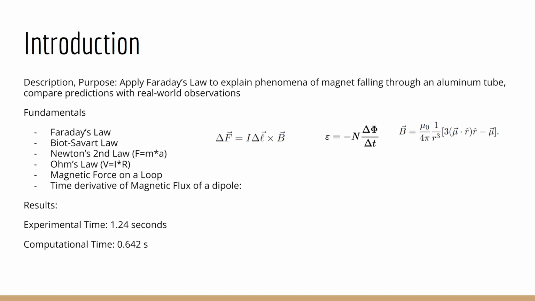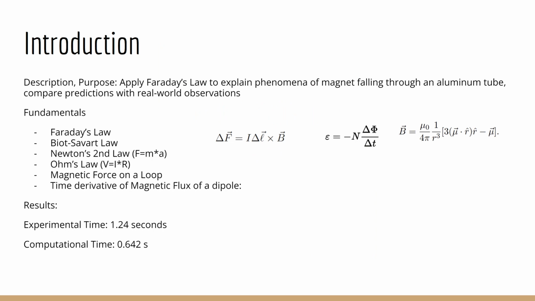To introduce you to the lab, the description and purpose is to apply Faraday's law to explain phenomena of a magnet falling through an aluminum tube and compare predictions with real-world observations. Some fundamentals are Faraday's law, the Biot-Savart law, Newton's second law as well as the third law, Ohm's law, the magnetic force on a loop, and the time derivative of magnetic flux of a dipole. And some of these formulas are listed to the right.